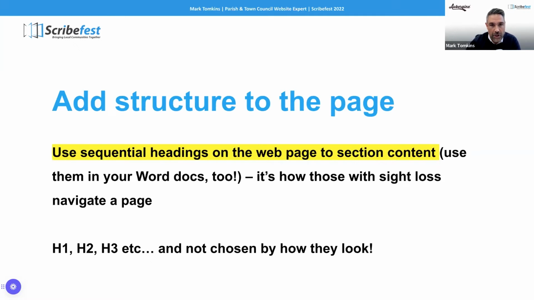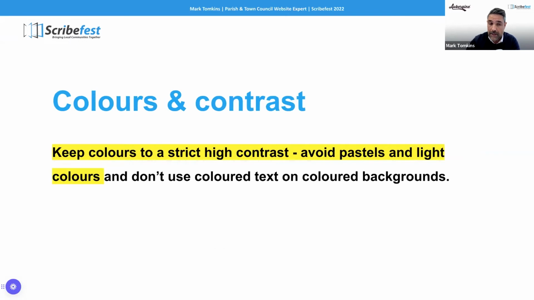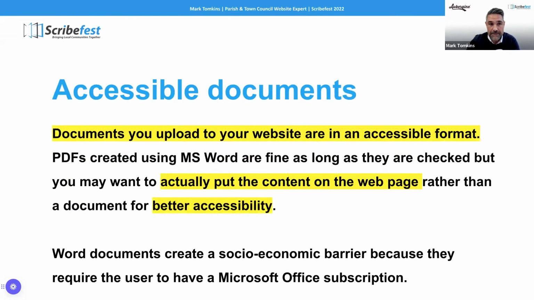Use structure on your page with headings, sequential structures. This also translates well across to Word documents. H1, H2, H3. Don't choose the headings based on what they look like. Choose them based on their number. And another thing to remember, of course, is colors and contrast. These are really important for people with visual disabilities. Avoid pastel colors and light colors. Use white backgrounds with high contrast colors.